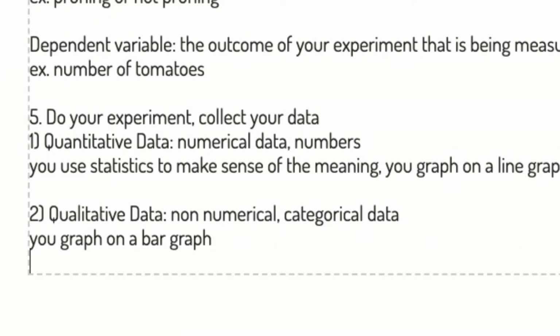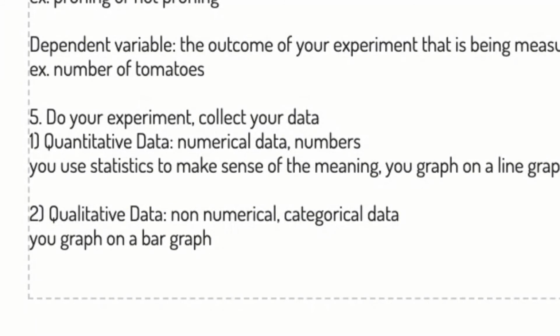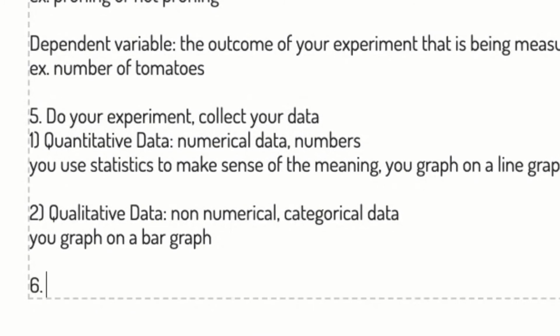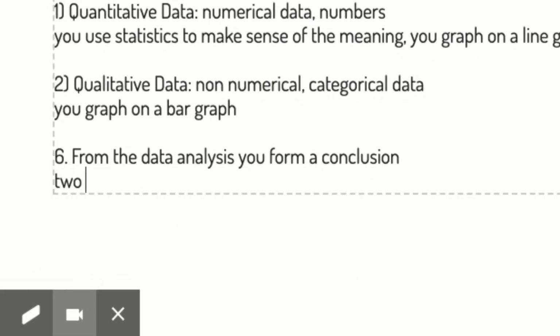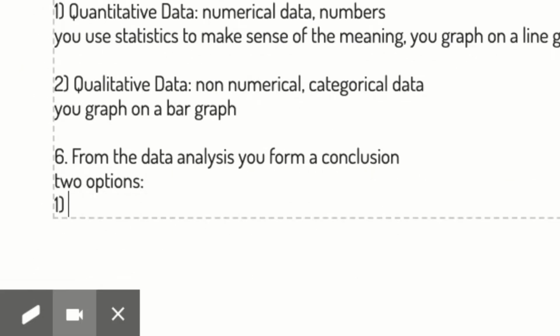Okay, so now you have your data, and then you put it on a graph. And when you see the graph, that means you're analyzing your data. And so you analyze the data by doing statistics and putting it on a graph. And from that analysis, so from the data analysis, you form a conclusion. Okay. And that's the last step. You're forming a conclusion. And from this analysis, you only have two options for your conclusion. So two options. You have first option, which is reject the hypothesis.